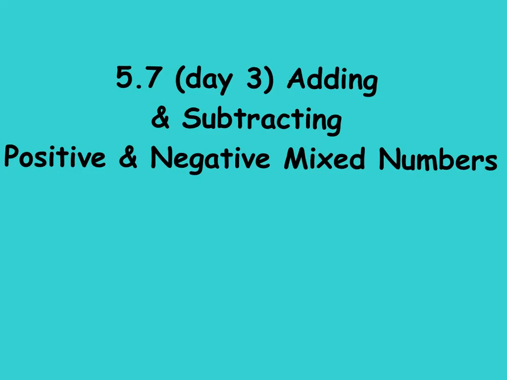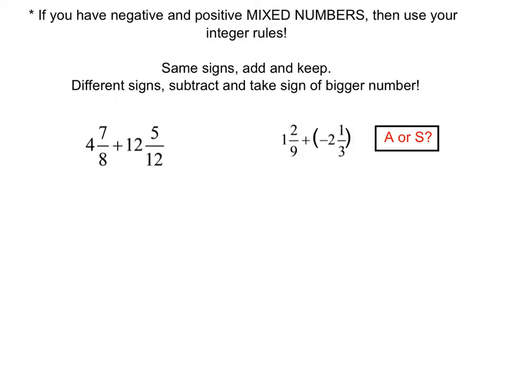Hello, today we're going to talk about adding and subtracting positive and negative mixed numbers. Now, if you have negative and positive mixed numbers, then what you're going to do is use your integer rules. If you remember your integer rules, if they have the same signs, so for example, negative 10 plus negative 5, then you're going to add them together and keep the signs the same.